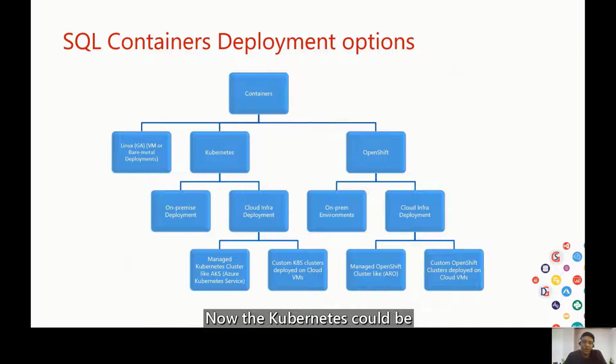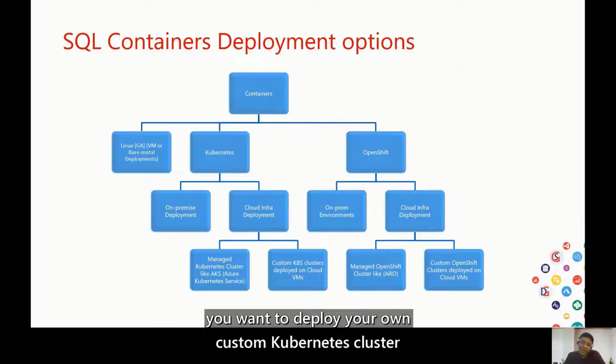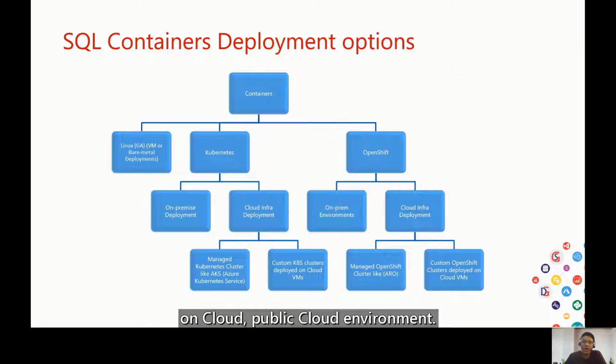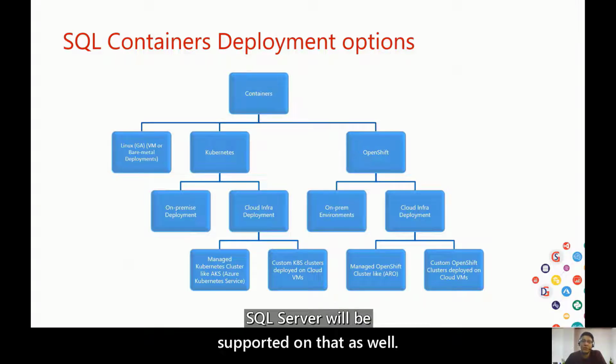Now, the Kubernetes could be an on-premises version of a Kubernetes deployment, or it could be a cloud infra deployment. If it's a cloud infra deployment, it could be a managed service like AKS or Azure Red Hat OpenShift, where OpenShift is the opinionated version of the Kubernetes cluster. At the same point of time, if you want to deploy your own custom Kubernetes cluster in a public cloud environment, you could do that, and SQL Server will be supported on that as well.